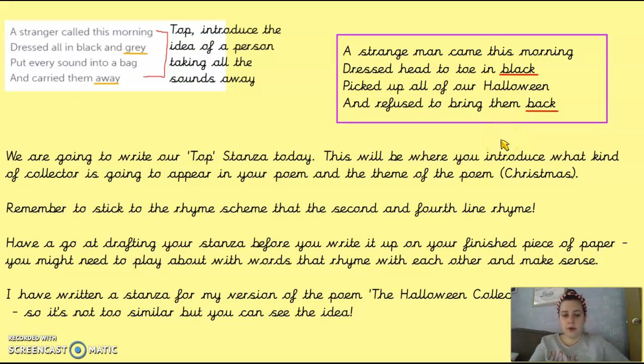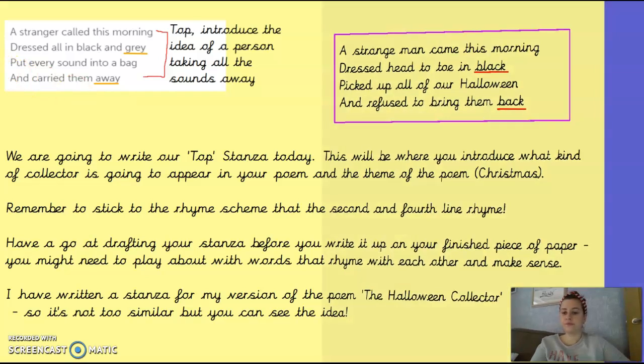So pause the video now and have a go at drafting up a stanza. So it has to be 4 lines long. It has to introduce the idea of the person who's taking Christmas away and try and rhyme the second and the fourth line. So pause the video now and have a go.